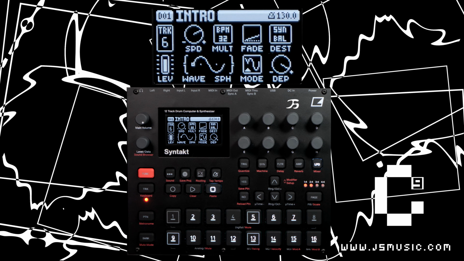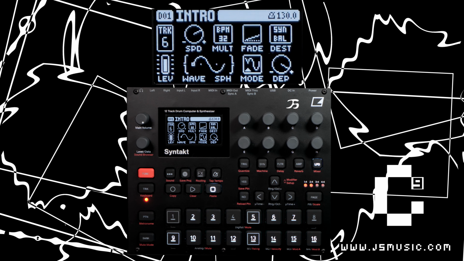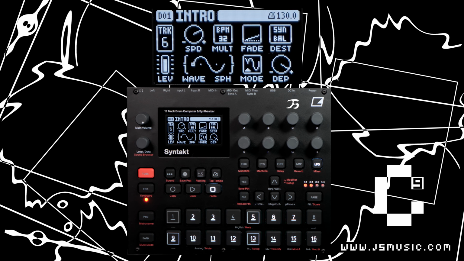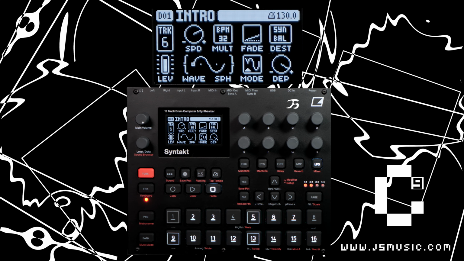And that is basically what the LFO page and the LFOs do in the Syntakt. And that's it really for the Syntakt page.